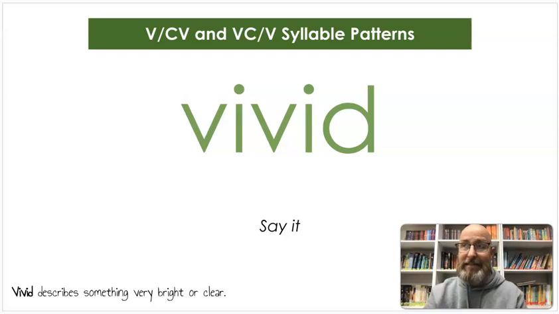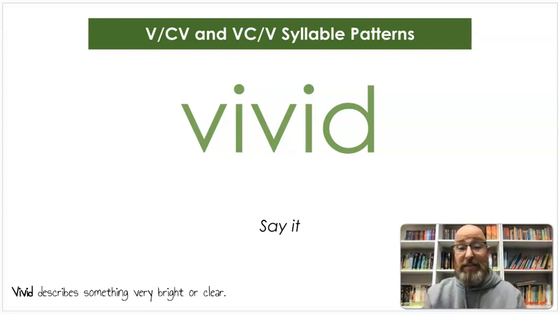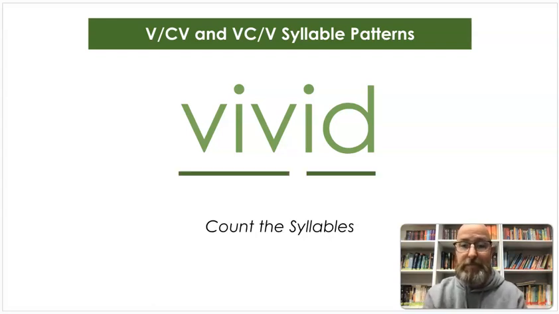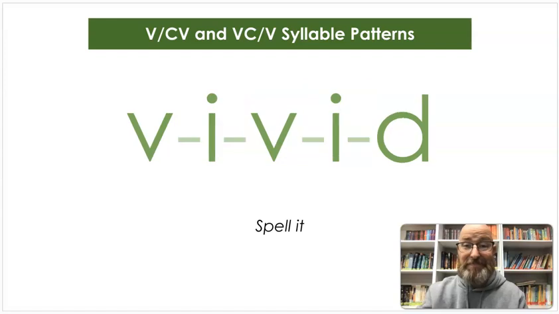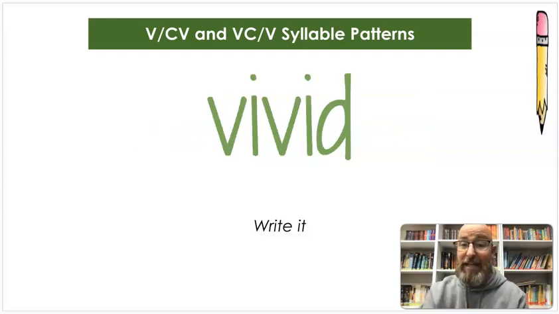Our next word is vivid. Say vivid. Vivid describes something very bright or clear. Let's count the syllables. Viv-id. Vivid. Let's spell it. V-I-V-I-D. Vivid. And let's write it.